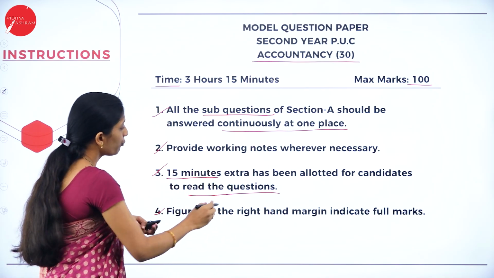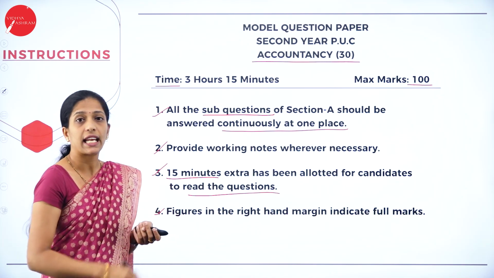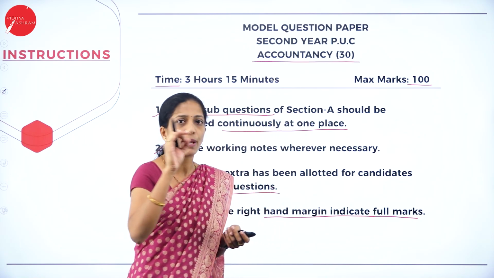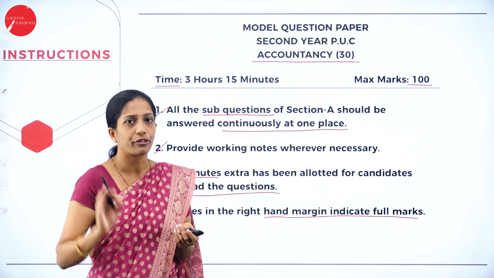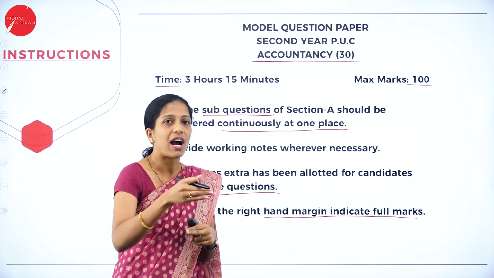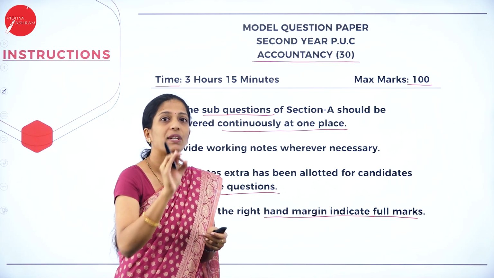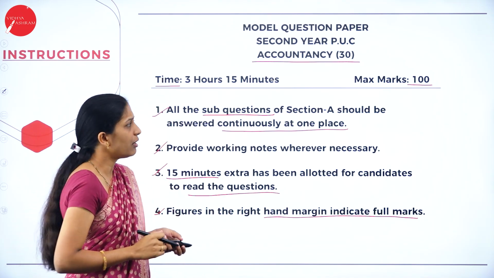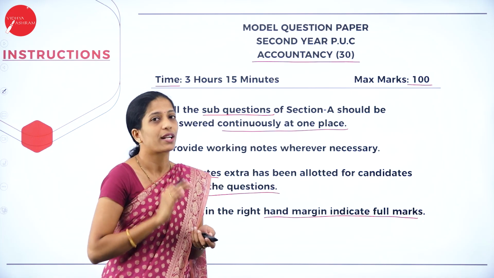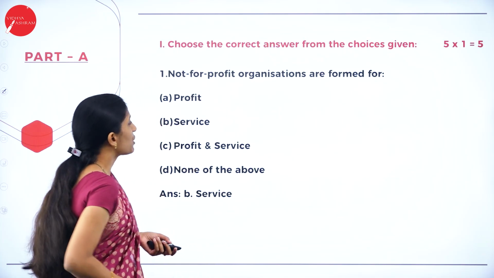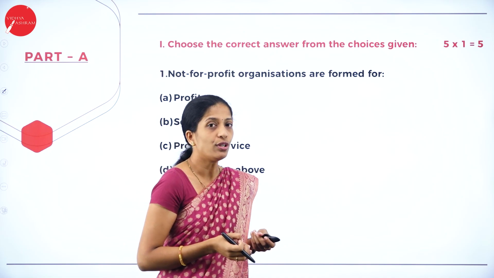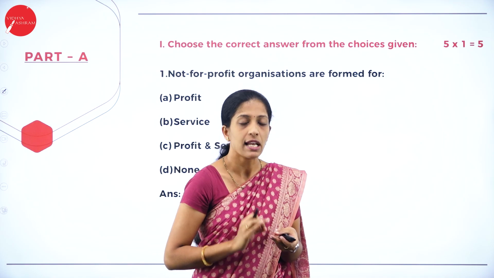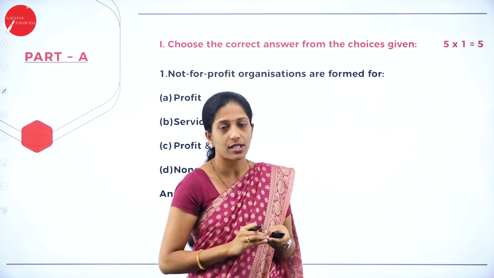Next is, figures in the right hand margin indicate the full marks. I'll show you where they have given the marks. In your question paper, they'll give you 5 into 1 is equal to 5, which means part-wise they'll give the marks for each part. So these are the instructions they have given in your paper. Now we shall go to part A. As I told you, it is 20 marks without any option, so you have to attempt the questions properly. Let us see what questions they have asked in part A.